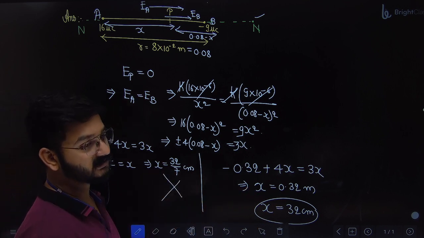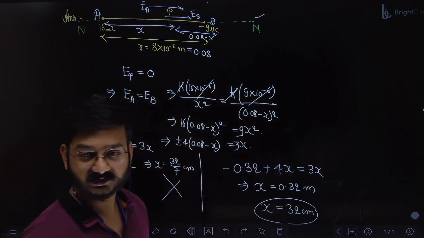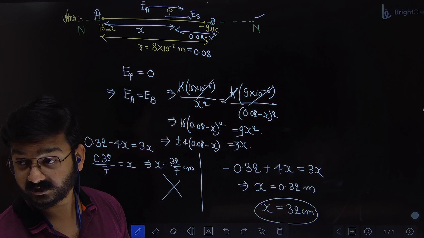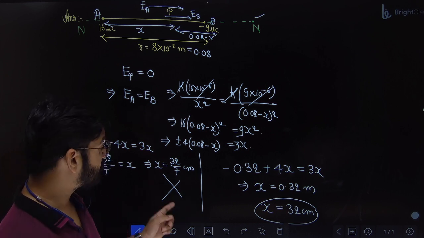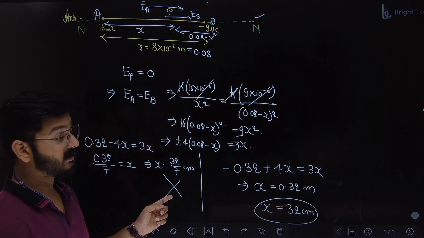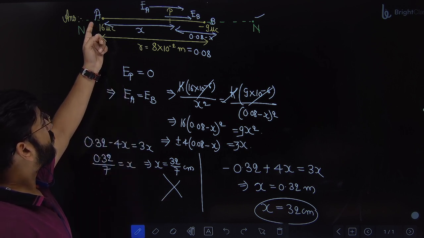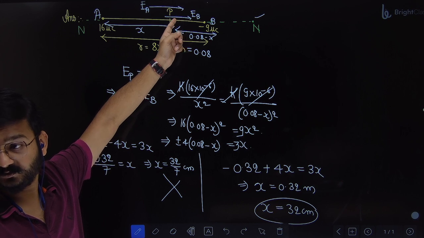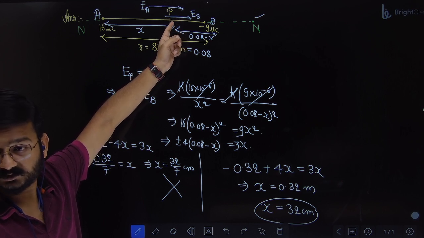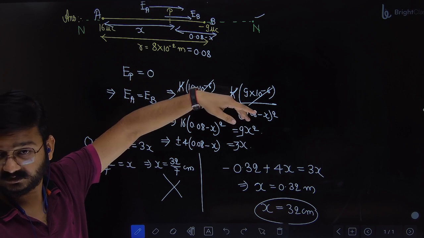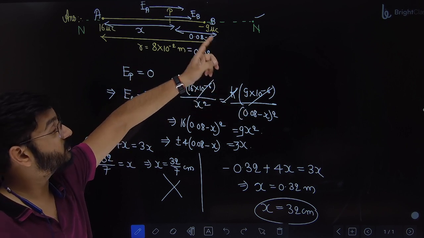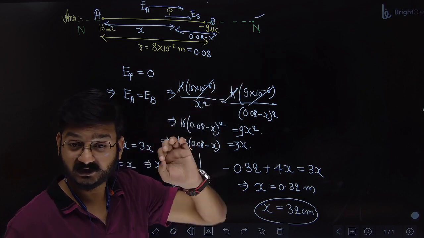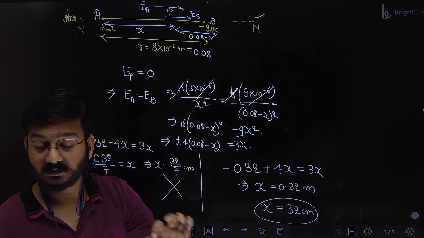And when you reject an answer in a subjective question without writing the reason, out of 3 or 4 marks they will directly cut half a mark. So make sure that you write down the reason here. It cannot be the answer because at a point on the line joining both the charges, the electric field is in the same direction, so we cannot get a neutral point. So the neutral point has to be outside, close to the smaller charge, and that's why the neutral point should be on the right side. This much explanation you have to write.